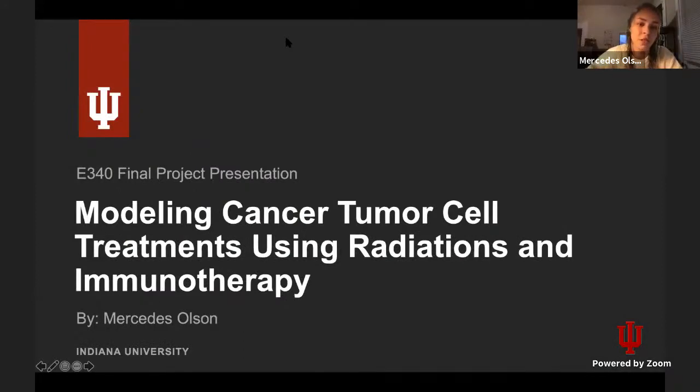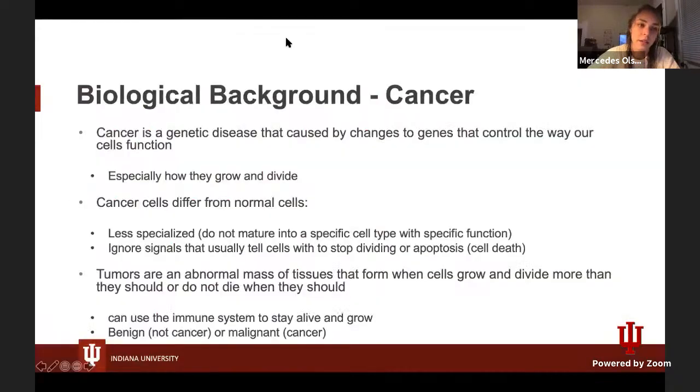So my name is Mercedes Olson, and I decided to do my project on modeling cancer tumor cell treatments using radiation and immunotherapy at the same time. So just to do a little background on cancer, I'm sure most of you have heard of it, but cancer is a genetic disease that is caused by changes to genes that control the way our cells function, most importantly, how they grow and they divide.